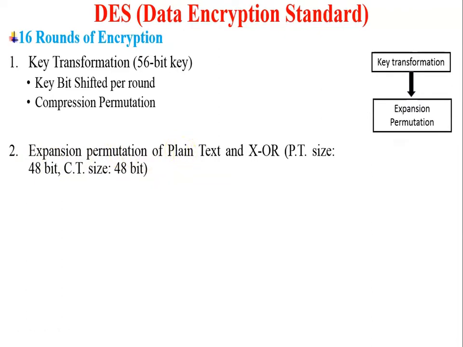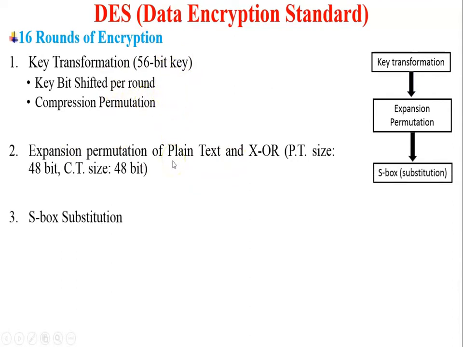Now the next process is the 16 rounds of encryption. We have already generated the 56 bit key using the key discarding process. So how is it given as input to the 16 rounds of encryption? LPT and RPT are the input of the 16 rounds of encryption.